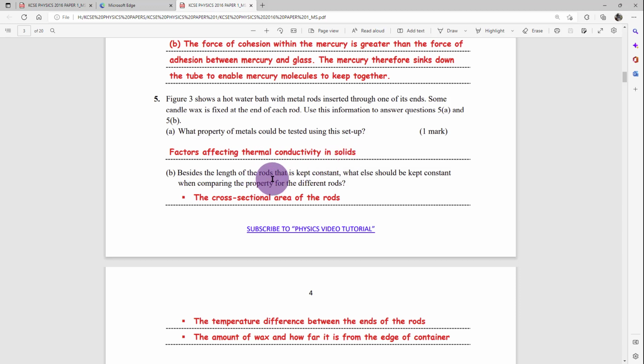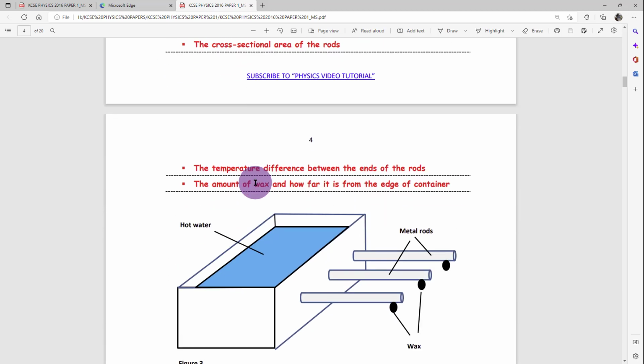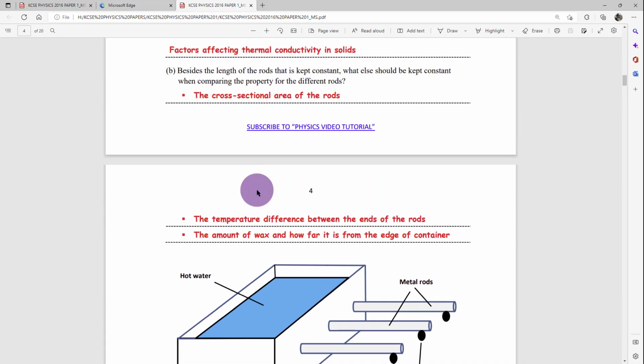Now, besides the length of the rods that is kept constant, what else could be kept constant when comparing the property for different rods? Over here, when you are investigating how a particular feature affects another feature, it's always important to keep other factors constant. They're asking us what other factors which affect conductivity is kept under control.